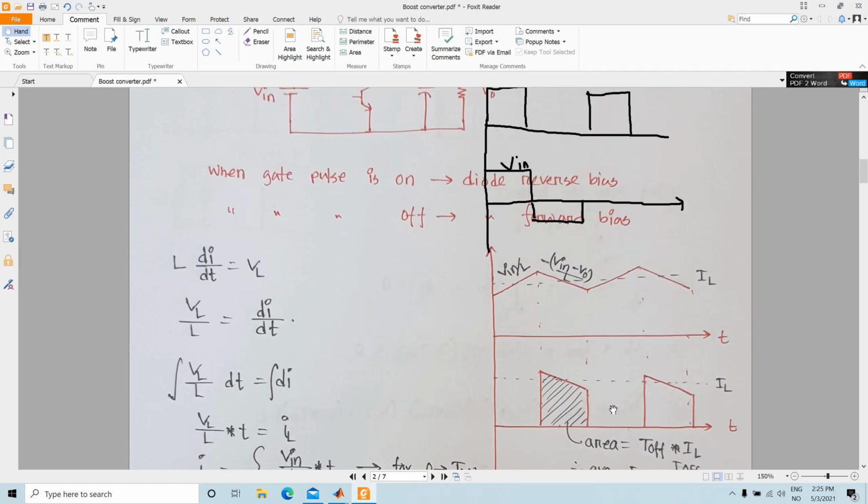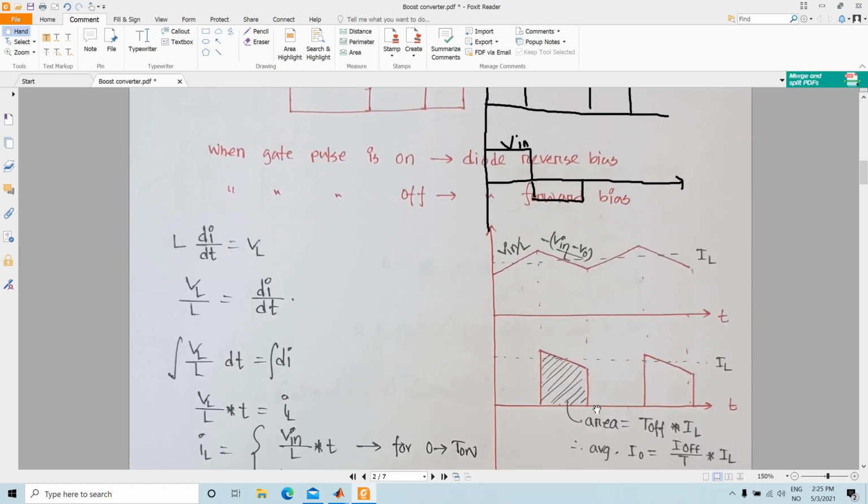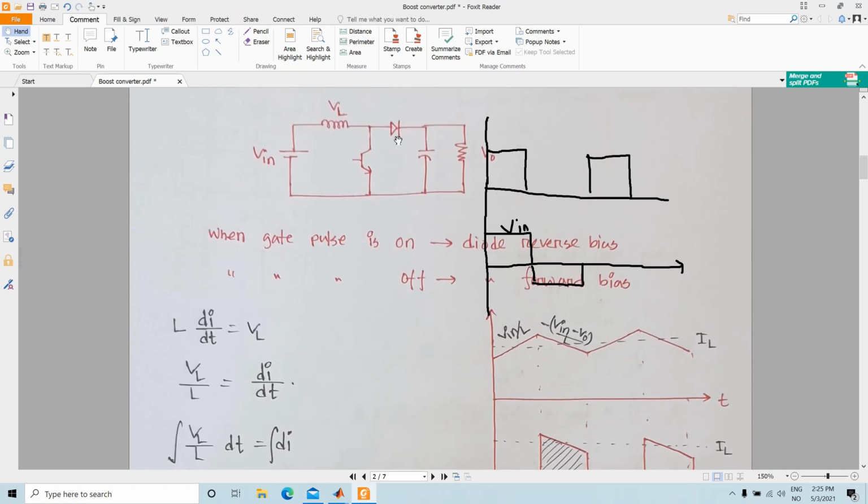Now if we look at the diode current, this is the current that is flowing through the diode, and of course here the dotted line is the IL. The DC component of this IL, according to the duty cycle of this on and off duration, the output current will basically depend on this diode current. So the average of this is the output current which is flowing through the load.